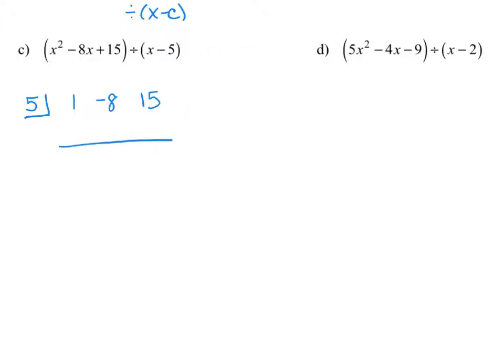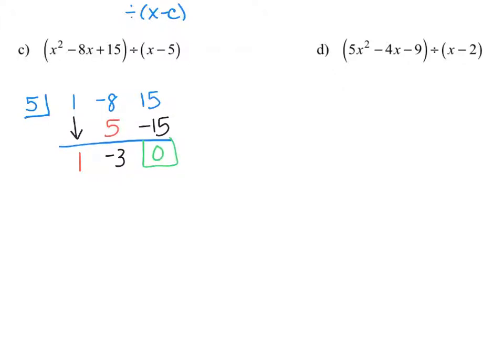Now the first number we're going to bring straight down. The first coefficient of 1, whatever's below the line, you're going to multiply by the number that's in the box. 1 times 5 is 5. Then we're going to add those together. Negative 8 plus 5 is a negative 3. Now the number negative 3 below the line, we multiply by what's in the box to get negative 15. And when we add the numbers above the line, we get a remainder of 0.